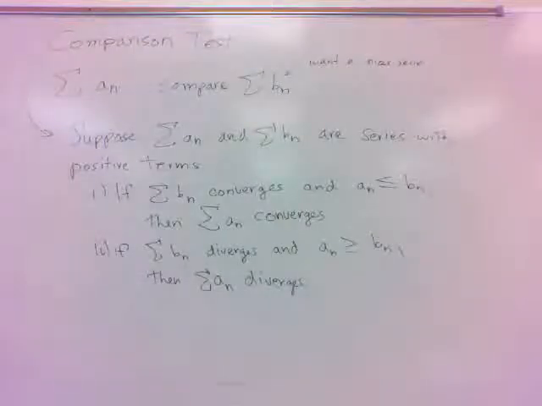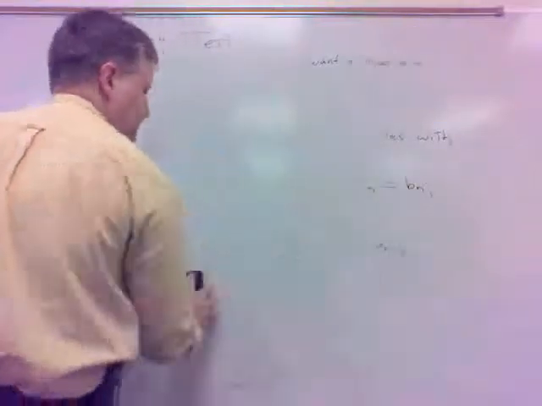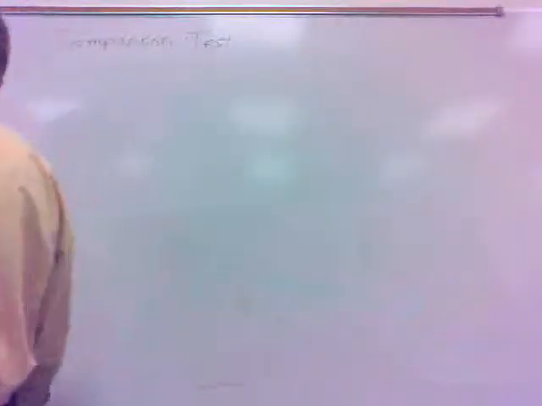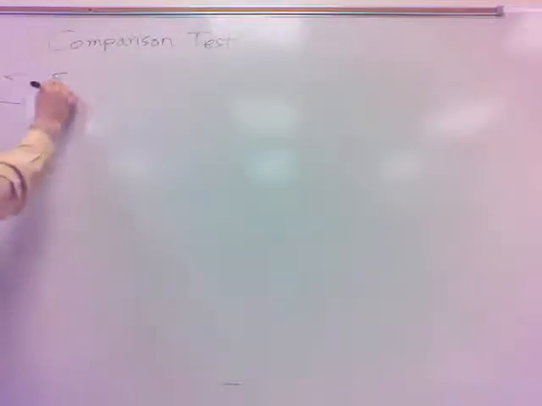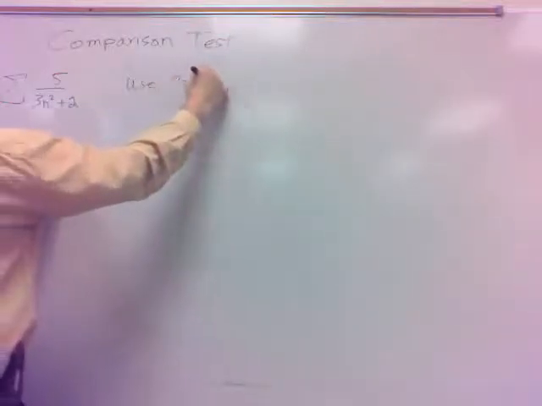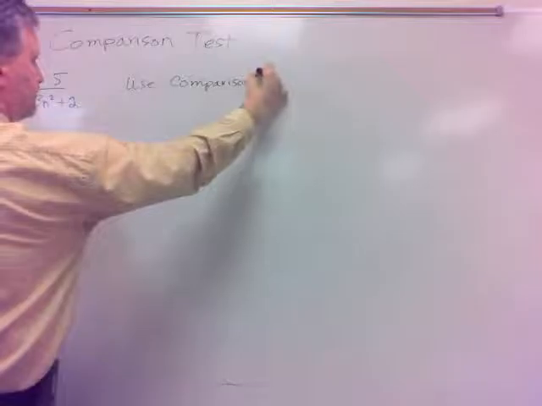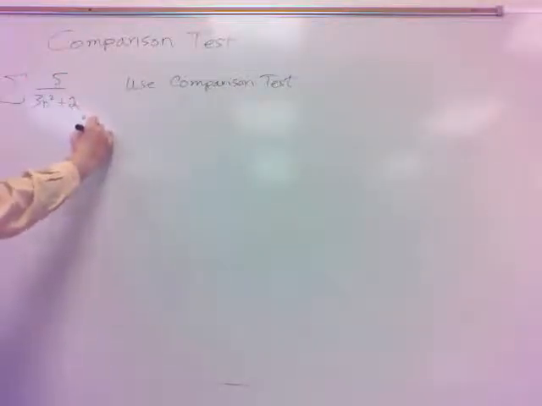All right. So let's use this on a couple of series. How about we do this one? Series 5 over 3n squared plus 2. Okay, we're going to use the comparison test. All right. So this is our A sub n.